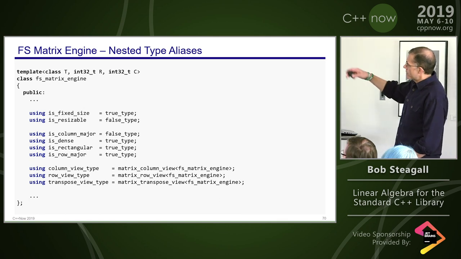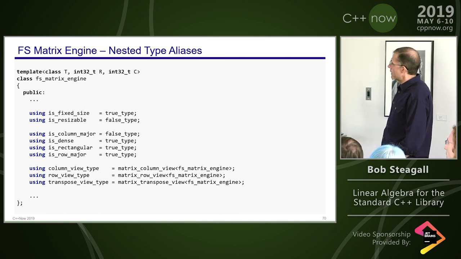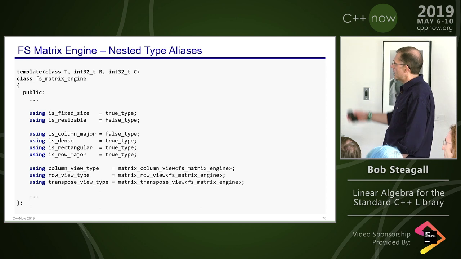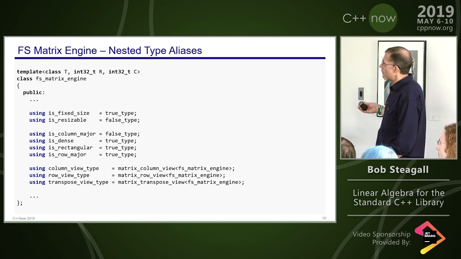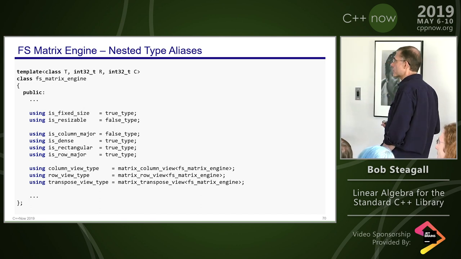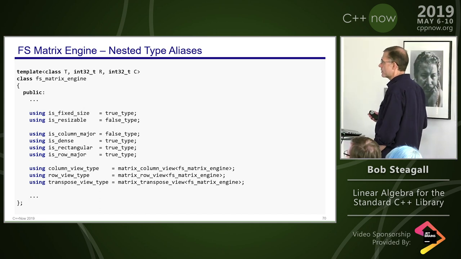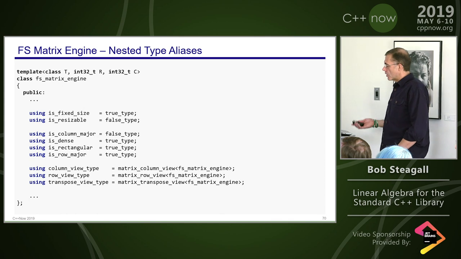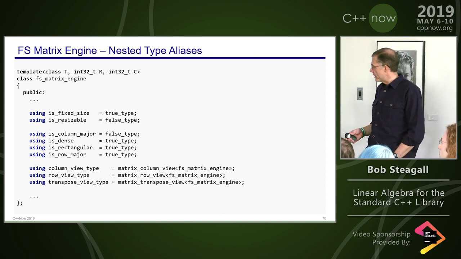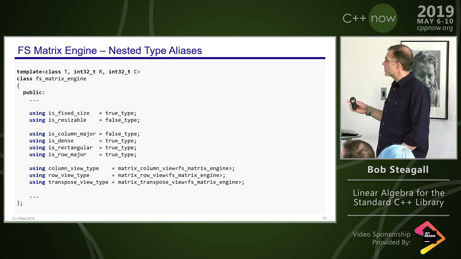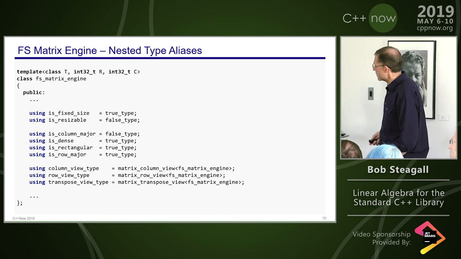So here is a corresponding set of those type traits. In this case, fixed size is true and resizable is false, but column major, density, rectangularity, row major, those are the same. The column view, row view, and transpose view, again, those use the view types instantiated in terms of the fixed size matrix engine.